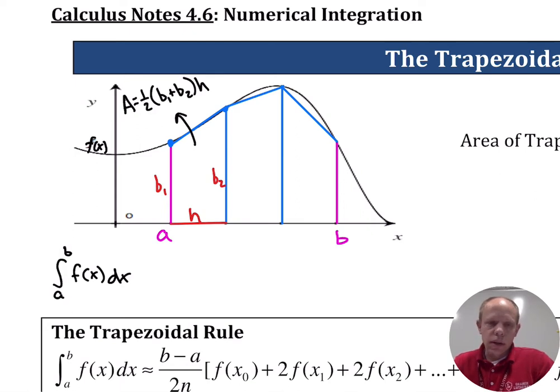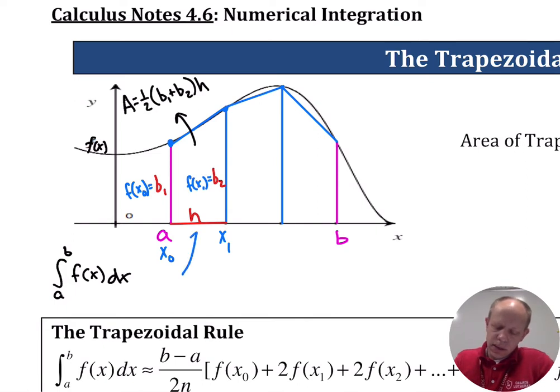Now what we want to do is be able to use the function to get these values. And so right here at a, we're going to call that x sub 0, and then this next one will be x sub 1. And that's going to allow us to figure out b1 is going to be f of x sub 0, and then b2 is going to be f of x sub 1. Now we're also going to have to figure out what length the height is. Now the height right there is what we've been calling delta x. And so that's going to be (b minus a) over n, and that's going to be our height.